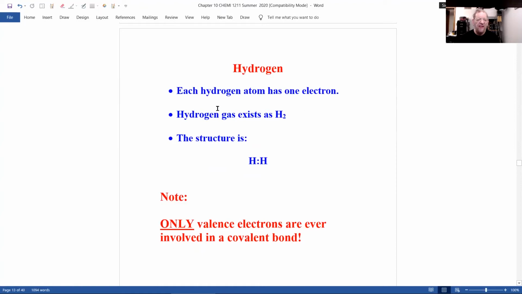hydrogen gas. Here we have a hydrogen atom with 1 electron. You go in the periodic table, you see its atomic number is 1. It exists as a gas as H2. By the way, Dr. White's worked a lot with hydrogen gas.